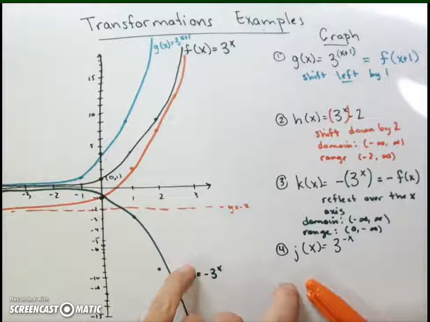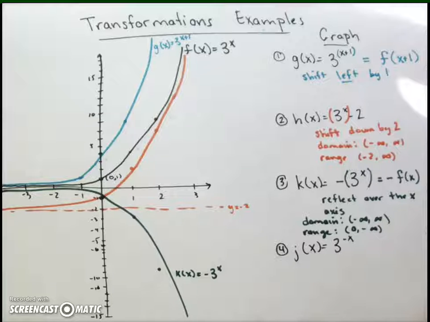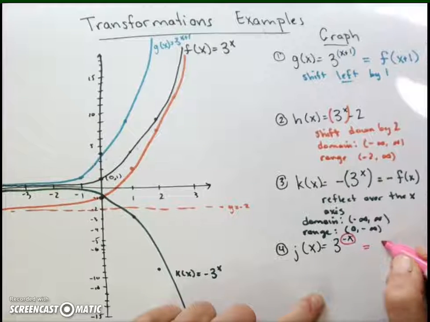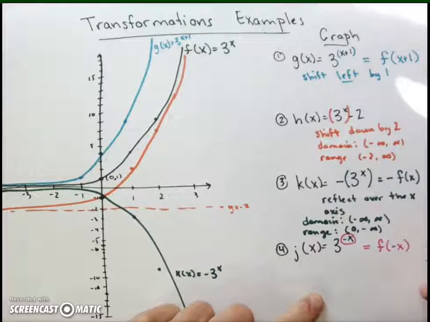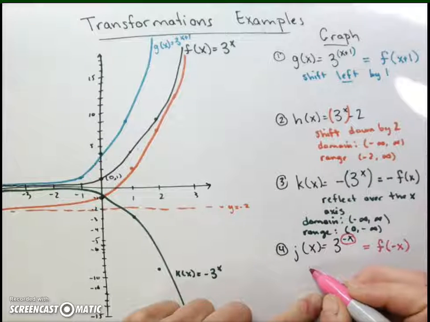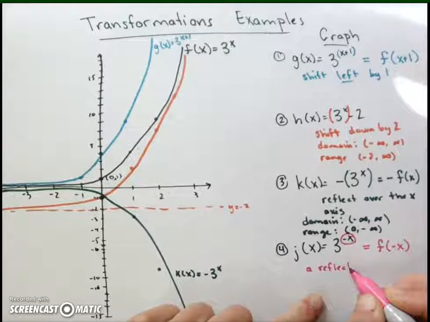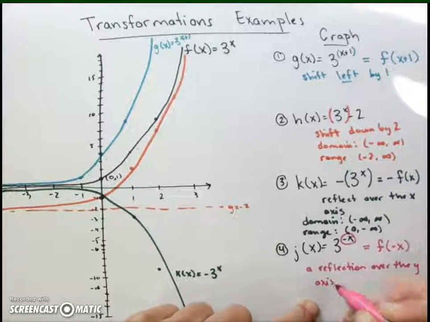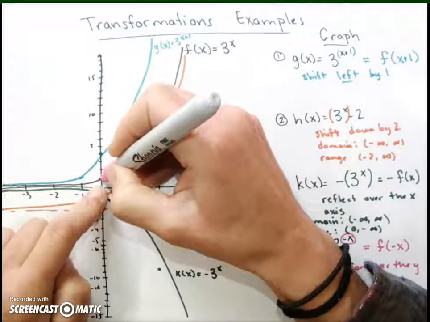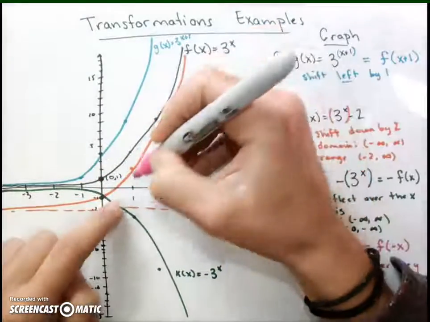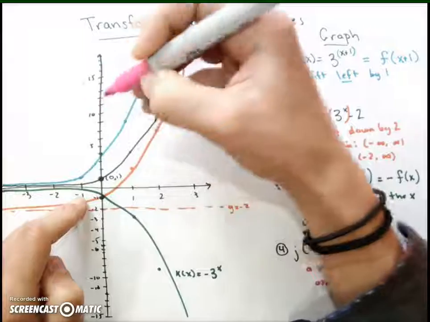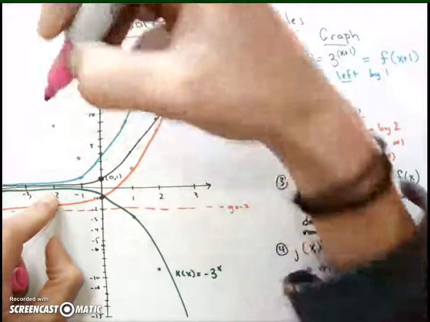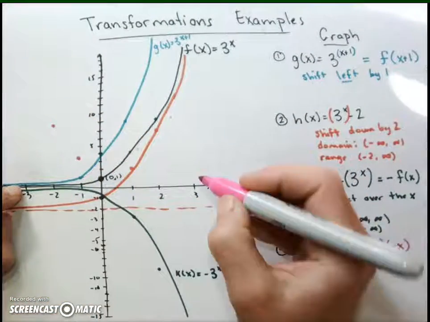Let's do this final example, j of x equals 3 to the minus x. Here, instead of plugging in x, we're plugging in negative x. So we could think of this one as f of negative x. And from what we know about transformations, this is a reflection over the y-axis. From our original intercept, that point's not going to change, but (1, 3) will now become (-1, 3). (2, 9) will now become (-2, 9). And this entire asymptote will now switch to this side.